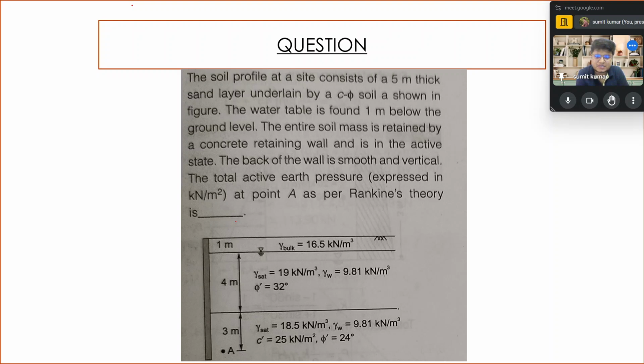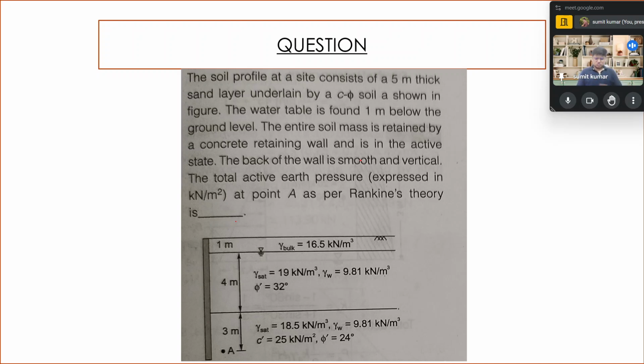This question states that a soil profile at a site consists of a 5 meter thick sand layer underlain by C5 soil, as shown in the figure. The water table is found at 1 meter below the ground level. The entire soil mass is retained by a concrete retaining wall and is in the active state. The back of the wall is smooth and vertical. The total active pressure, expressed in kilonewton per meter square, at point A.